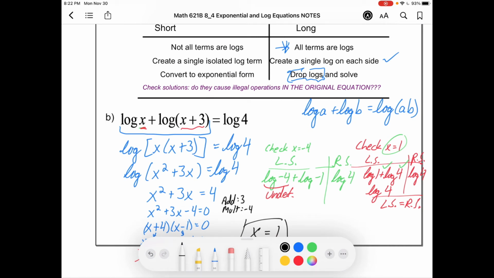So in this one, we ended up with a quadratic. We ended up with some solutions that didn't work, and we call these extraneous roots. Extraneous root is a fancy way of saying it's something that looked like it was going to work, but in the end did not.